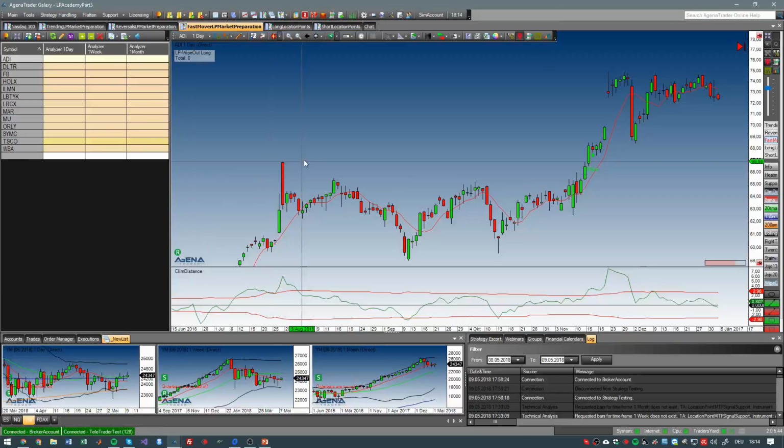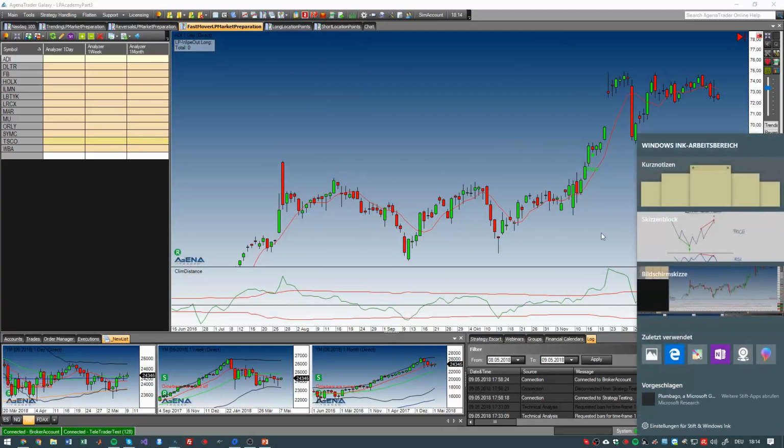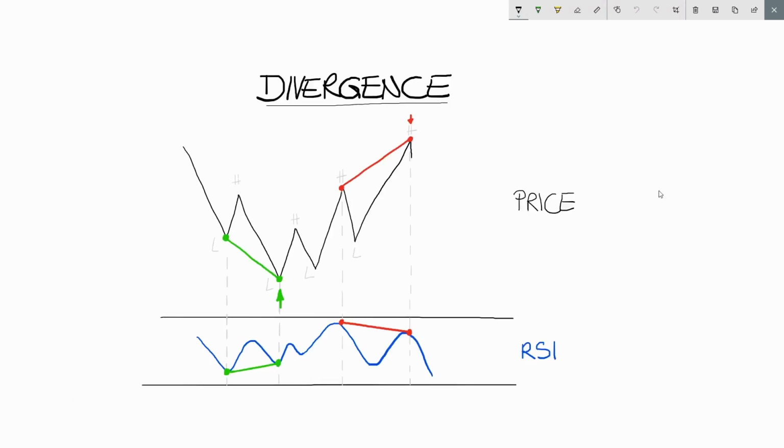Let's get my Agena here. Okay, so before we check this first wipeout signal we see already here in the market, of course we will draw some pictures. So this is not what we need here. Okay, so of course I have my whiteboard here again.